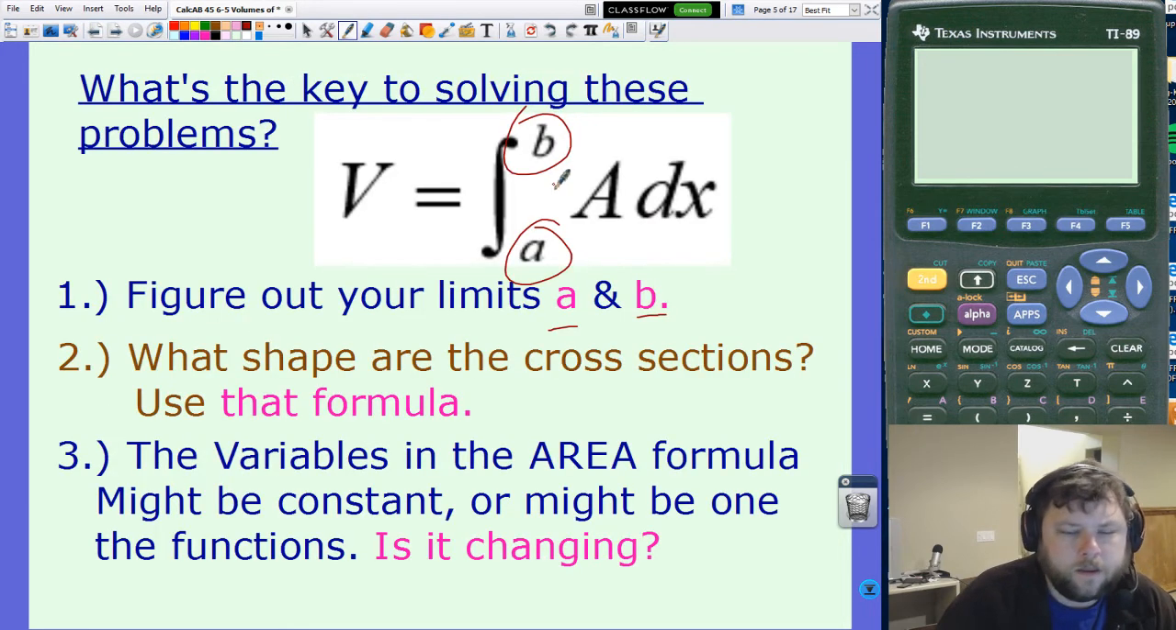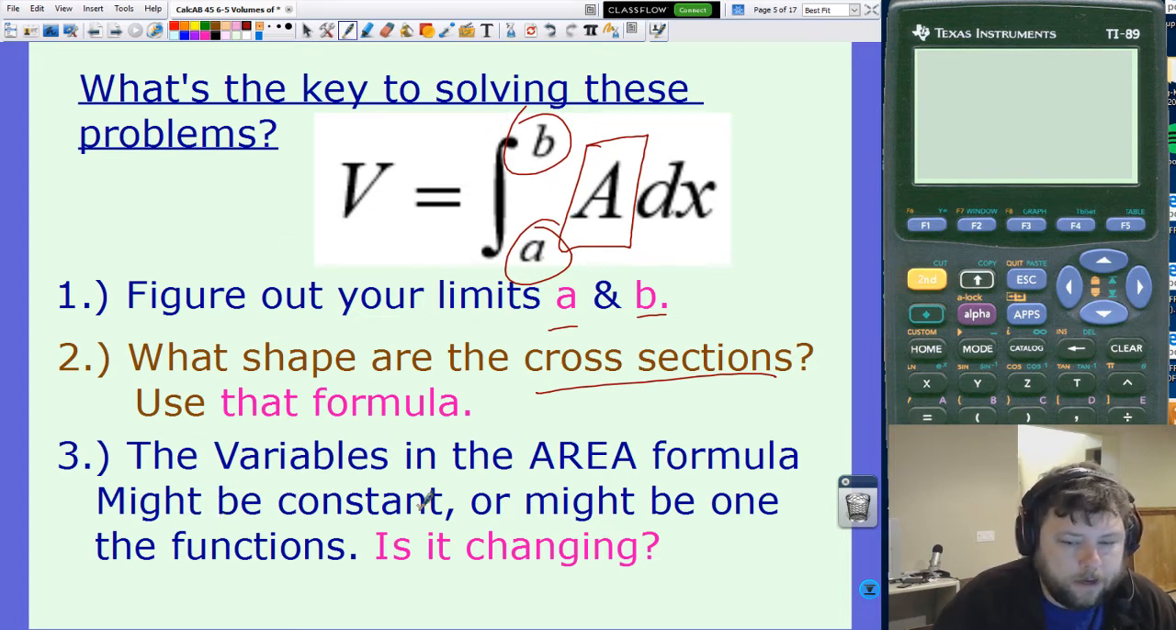Sometimes it's given to you what shape the cross sections are. Somewhere it's going to say squares or rectangles or something else, and you're going to use that formula. These problems tell you what kind of shape, and then the trick is to figure out that A. The variables in the area formula might be constant or might be one of the functions, so part of it is changing. We know what it is if it's a square, but how do we write that formula? That's sometimes the hard part, and this is where you've got to practice a little bit.